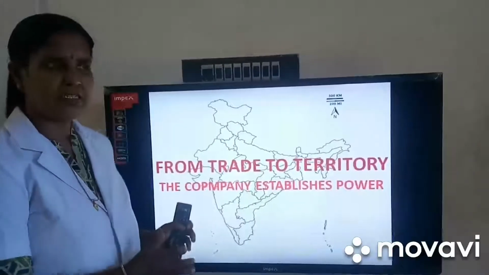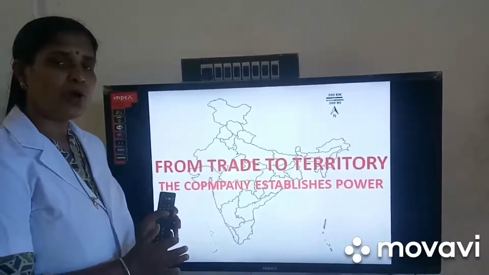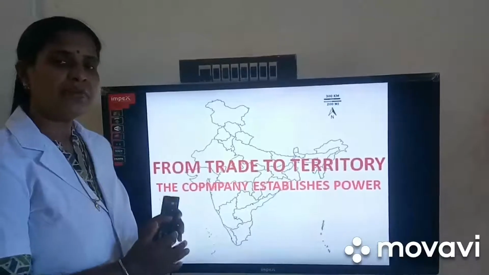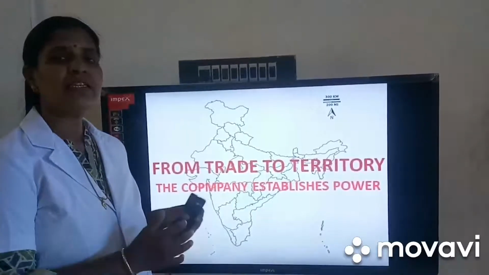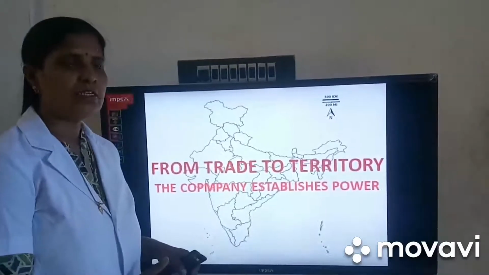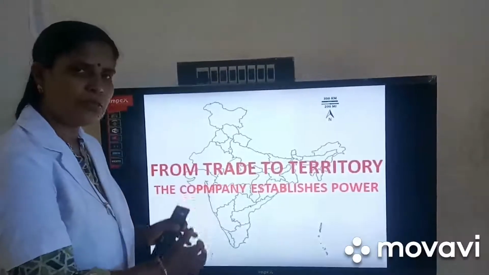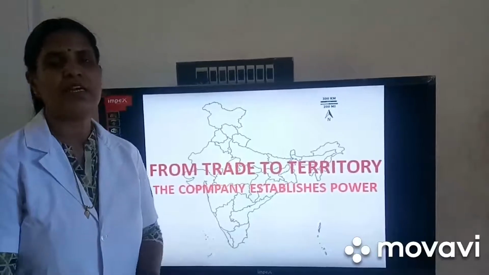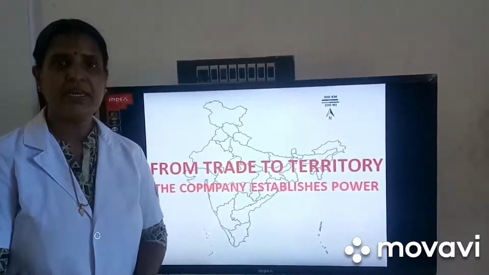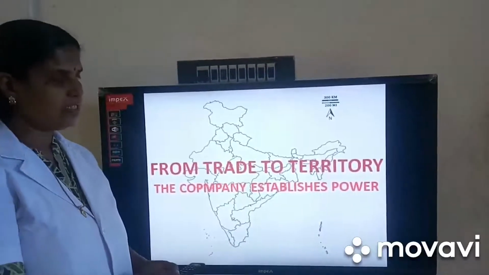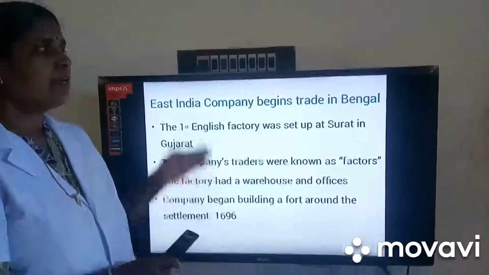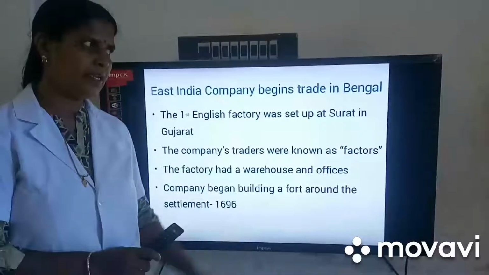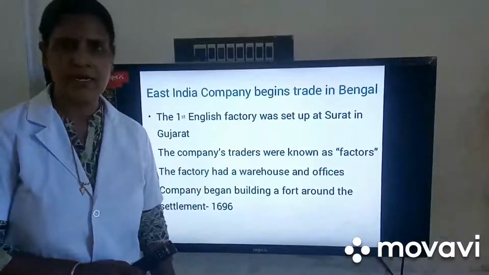So first we discussed there was a competition between the different European companies as well as the local rulers for getting the goods from India at a cheap rate, and this competition led to conflict. Next we wanted to discuss how the English East India Company began trade in Bengal.